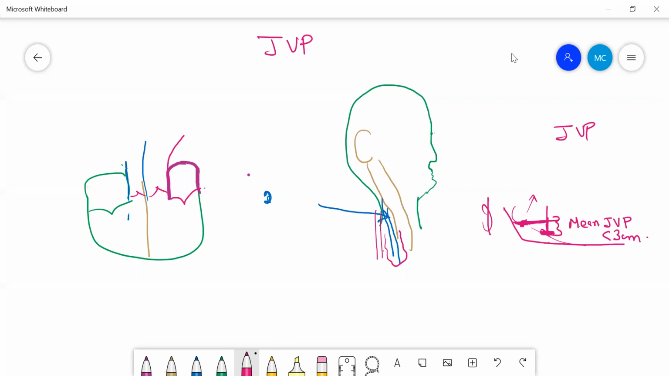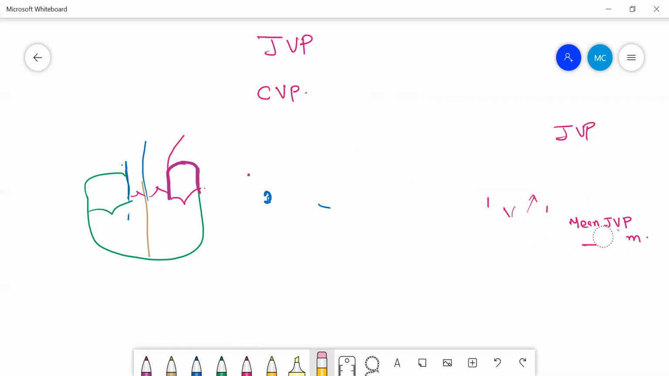So this is a way of non-invasively measuring the JVP. You can also measure it invasively by inserting a central line. Remember, this measurement of the jugular venous pressure gives us the central venous pressure, the CVP, which can be accurately estimated from the jugular venous pressure. So this is all about the jugular venous pressure. Next, we shall talk about the different waveforms of the JVP.